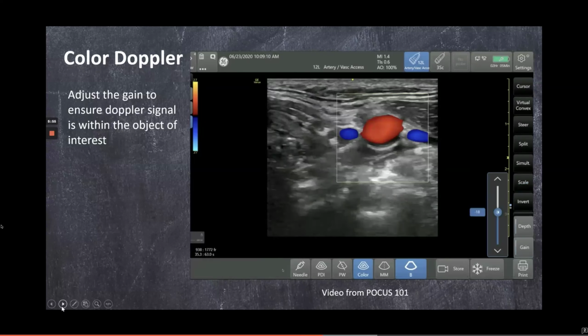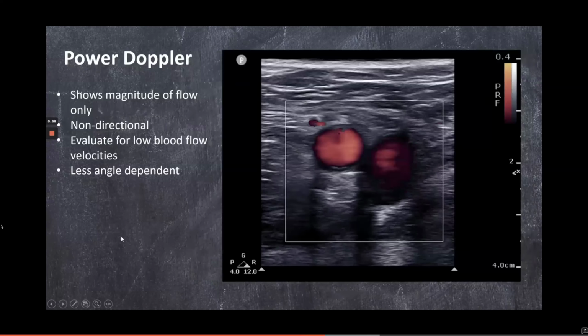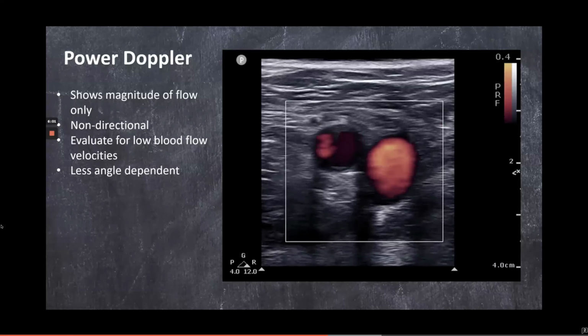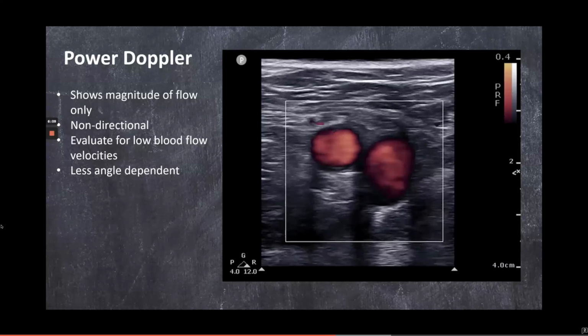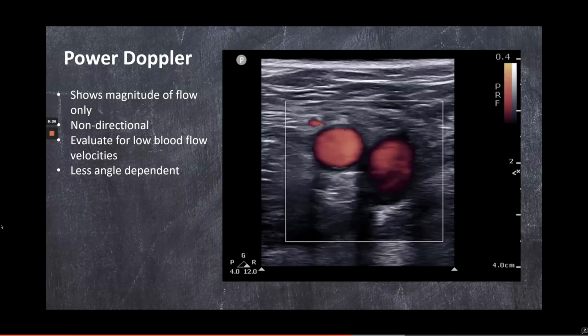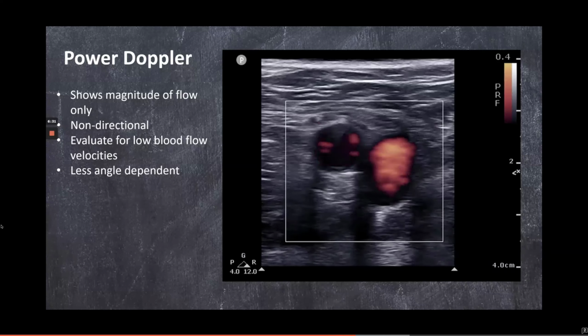Let's talk about power Doppler. Power Doppler shows the magnitude of the flow only, and therefore you only see the orange color. It's non-directional. But the advantage of power Doppler is that you can detect low blood flow. So the velocity scale shown here is going to be a lot lower than the color Doppler. It's also less angle dependent. Power Doppler is very useful to detect small vessel blood flow, such as in the peripheral veins, or the vessels in the abdominal wall, or the intercostal vessels, for example.